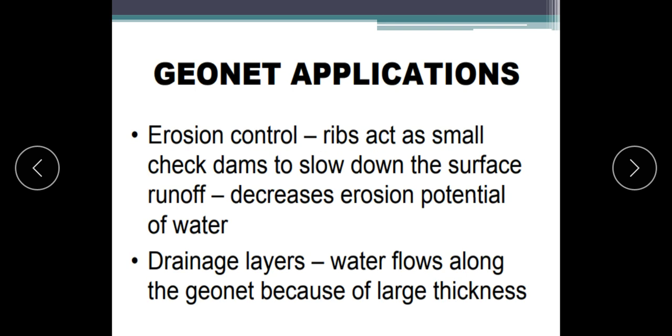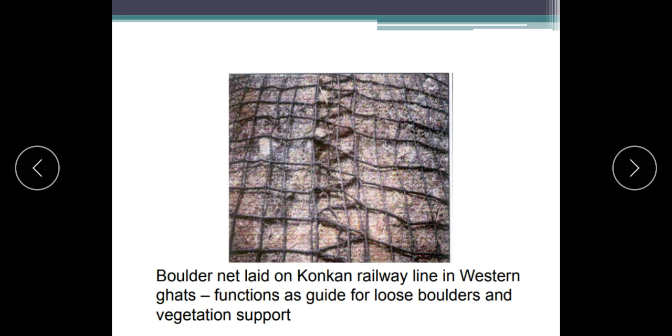So typical applications: we have erosion control as well as drainage layer. The ribs act as small check dams to slow down the surface runoff, which decreases the erosion potential. For the drainage layer, water flows along the geonet because of the larger thickness, so these geonets can be effectively applied for erosion control as well as drainage layer.